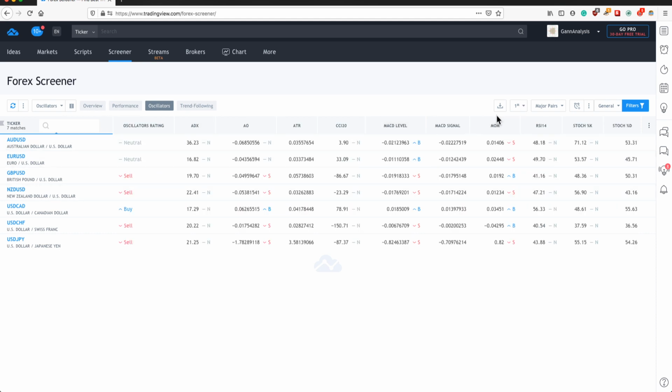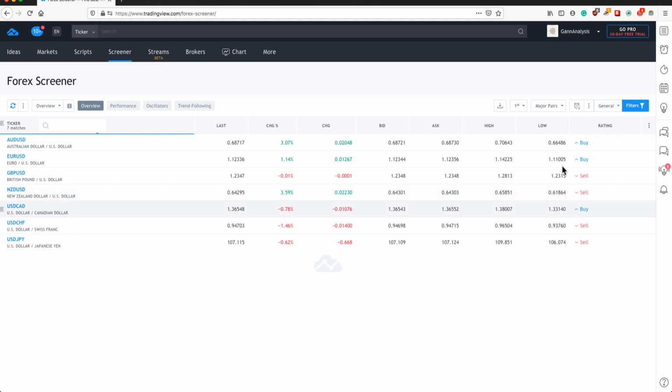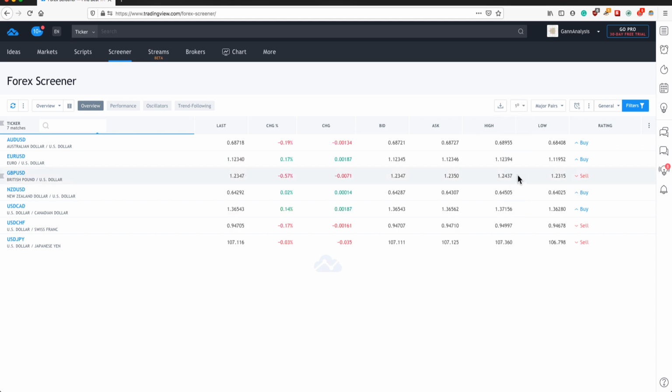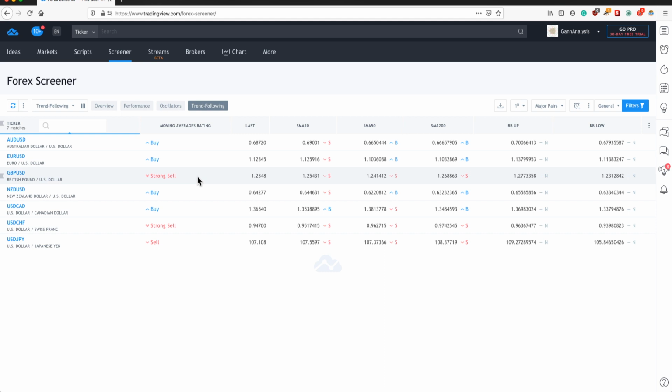Oscillators, I haven't really had much success. And the overview is the same thing, condensed, using the same monthly, weekly, and daily. And I think right before you place a trade, it could tell you, hey, if you're going to go long the pound, you might as well have a tight stop because you don't want to get butchered up.